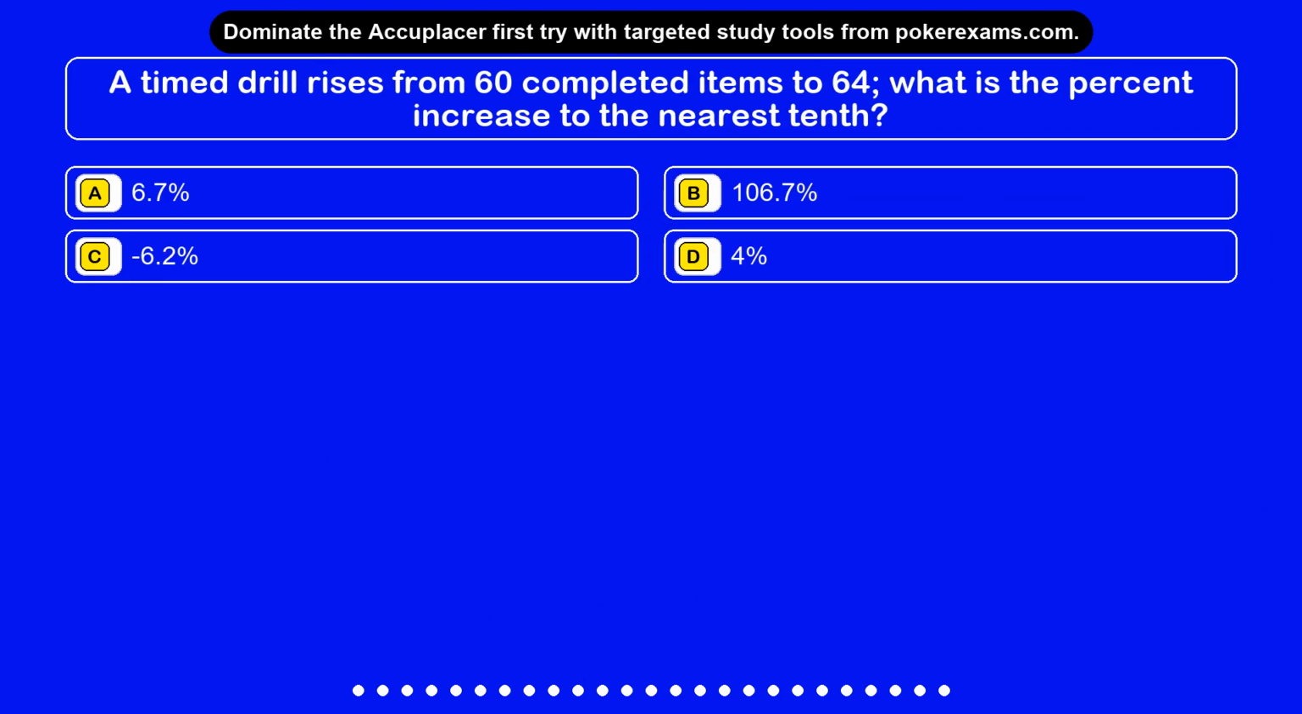Question 4. A timed drill rises from 60 completed items to 64. What is the percent increase to the nearest tenth? Option A, 6.7%. Option B, 106.7%. Option C, -6.2%. Option D, 4%.